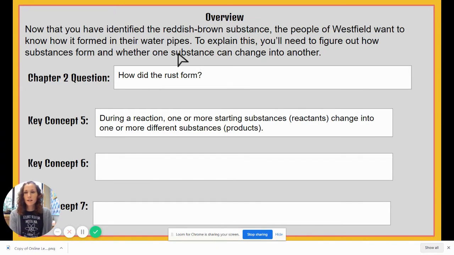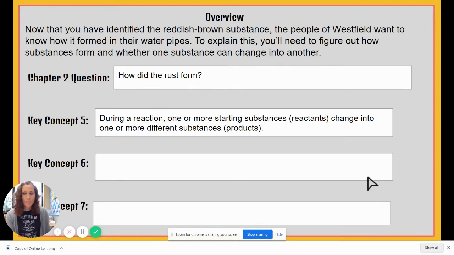So we're going to be investigating that today, and we're going to start with key concept 5, which is, during a reaction, one or more starting substances, which are called reactants, change into one or more different substances, which are called products. So what I would like you to do is pause this video, and type in the Chapter 2 question and key concept 5 on this slide, which should be slide 16 on your Amplify notebook.